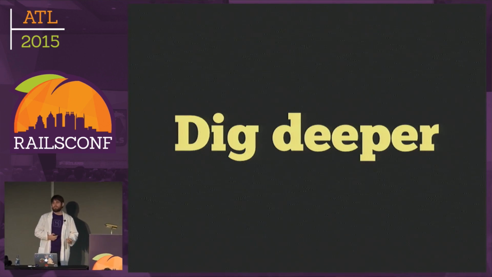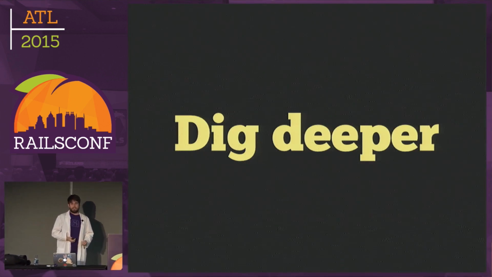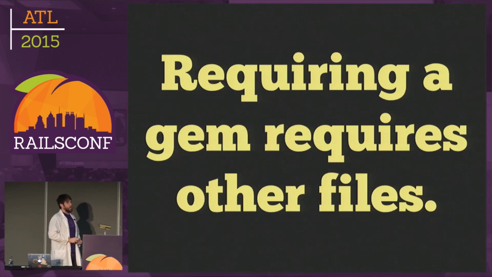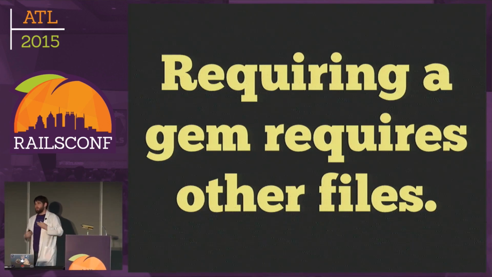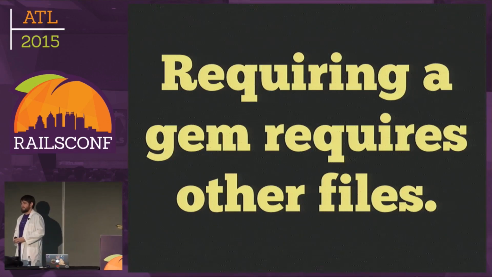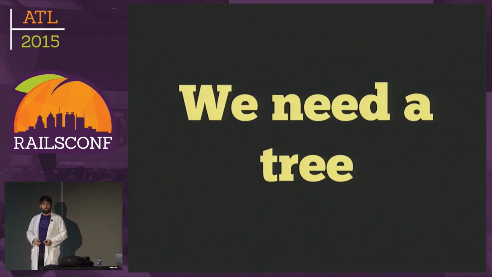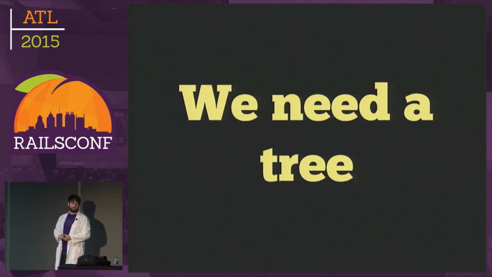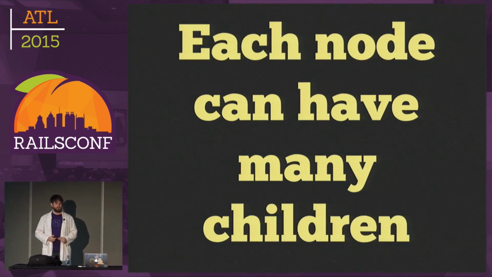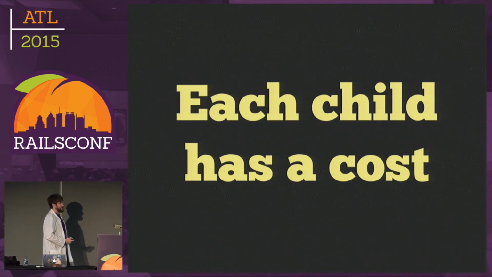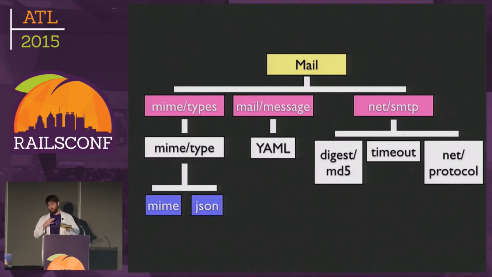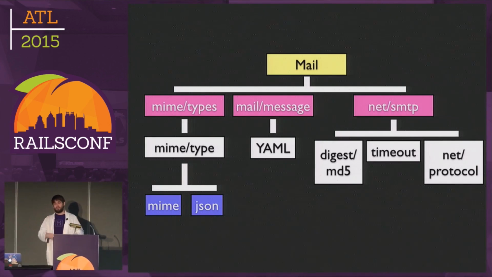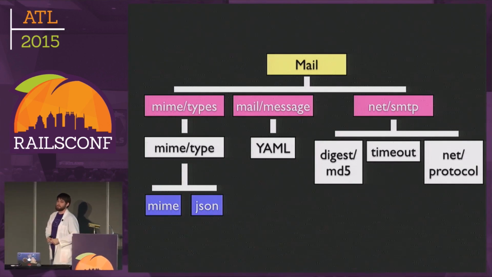So in order to debug further, we're going to have to dig deeper. Whenever you require one gem, it requires other files. And we need to see where exactly inside of mail is causing that problem. So we're going to use a tree in order to do that. Each node can have many children. Each child has a cost. It's going to end up looking something like this, where mail will load one layer, and that will load the next layer, and that will load the next layer.